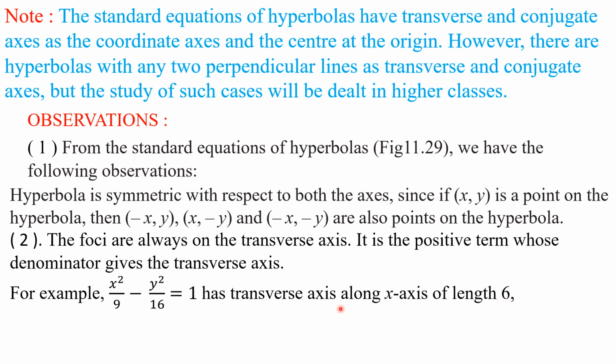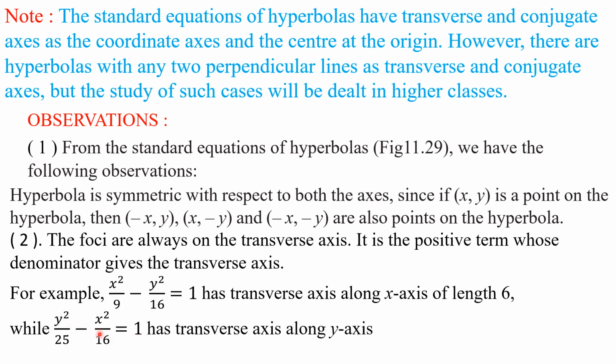Understood this example, my children? Right. Let us take another example. y square by 25 minus x square by 16 is equal to 1. Understood this equation, my children? Observe this equation well, my children. In this equation, in the LHS, what is the positive term? y square by 25 is a positive term. So in the numerator, y square is there. So the transverse axis of this hyperbola is along the y-axis.